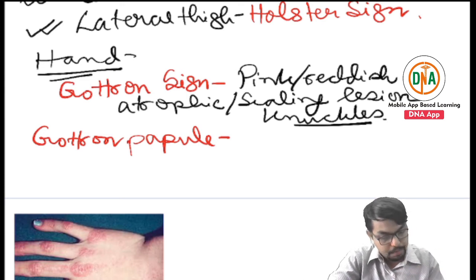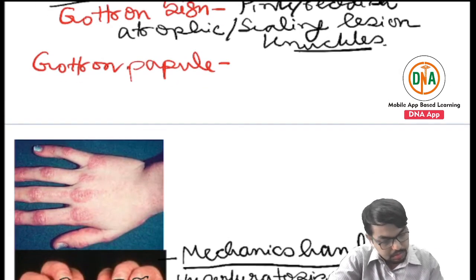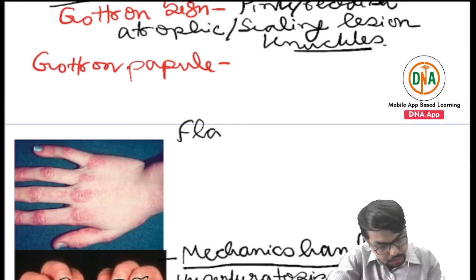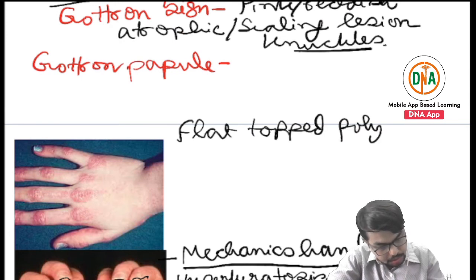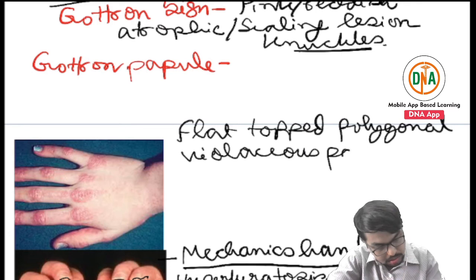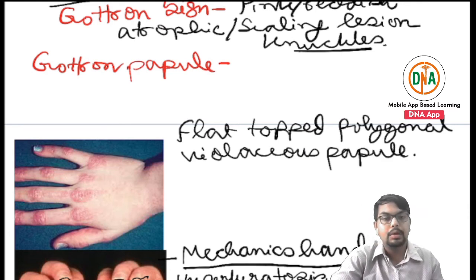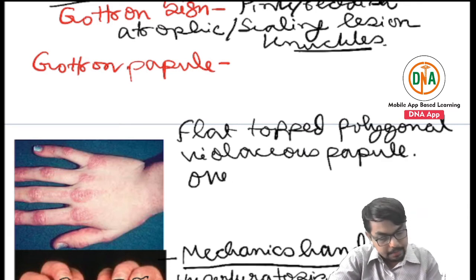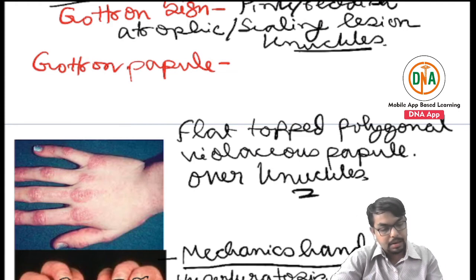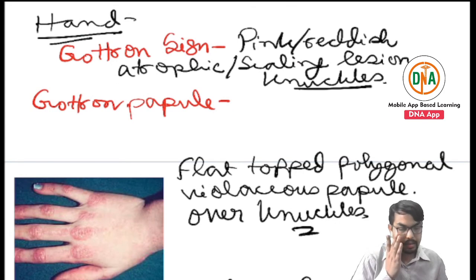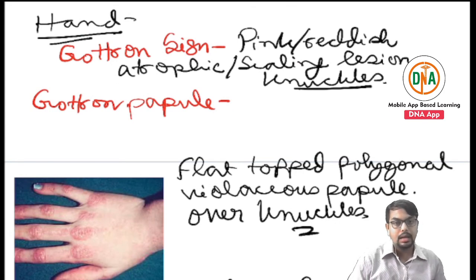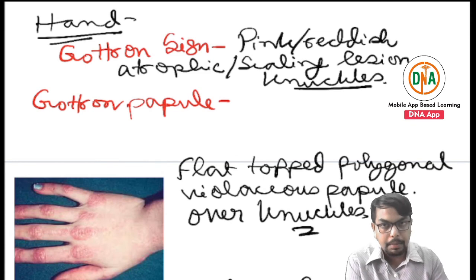And what is Gottron papule? You will get flat topped, polygonal, violaceous papules over the knuckles. The area is the same. You will get these lesions over the knuckles, but in Gottron sign there is an erythematous, atrophic and scaly lesion, and in Gottron papules you will get papules only.